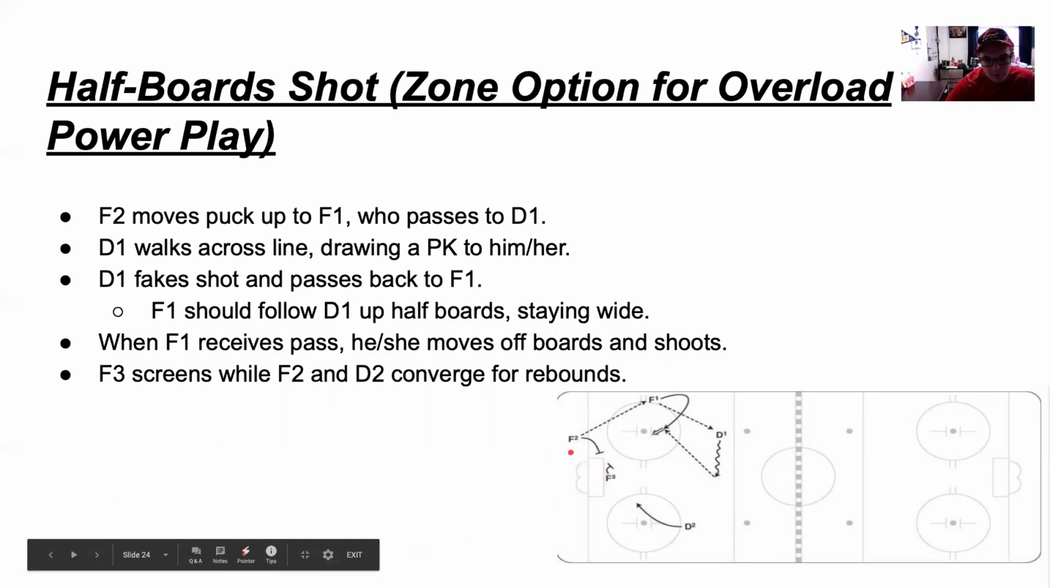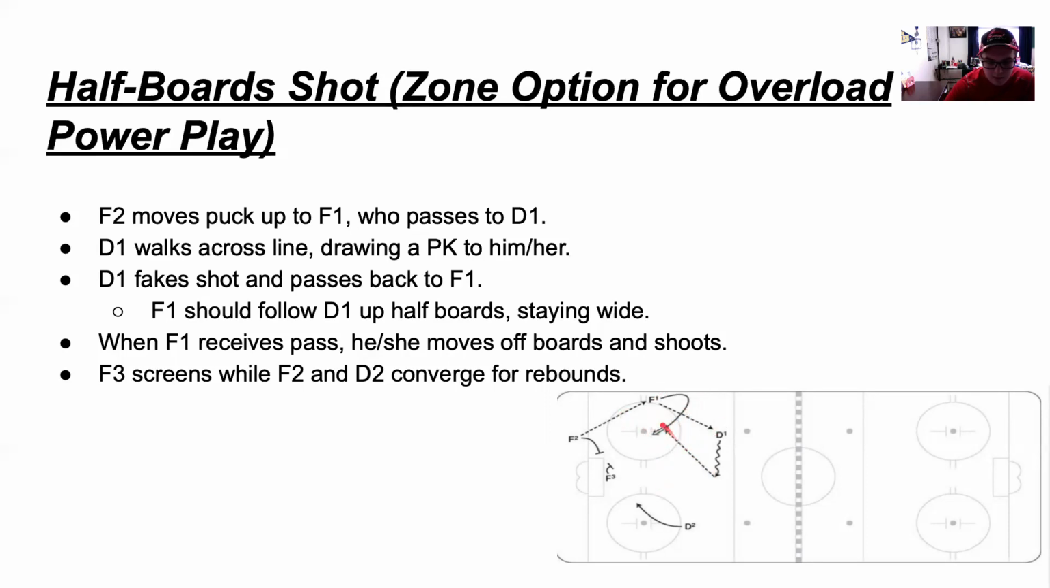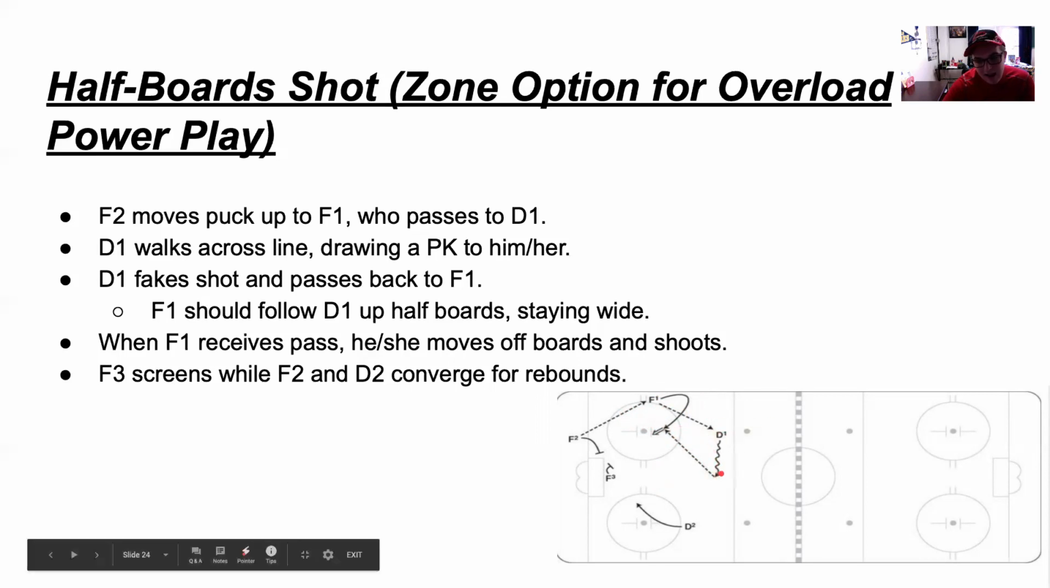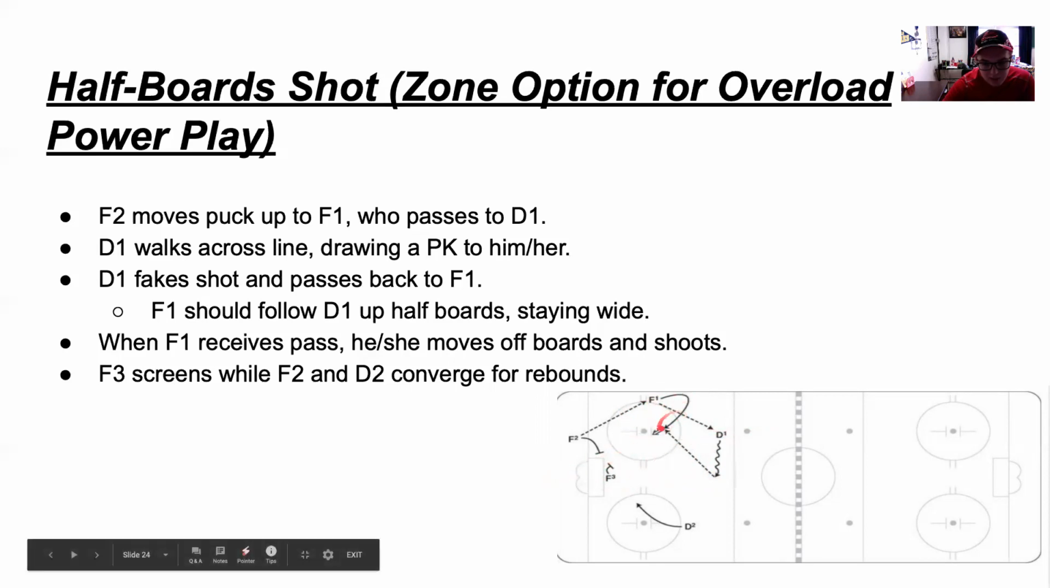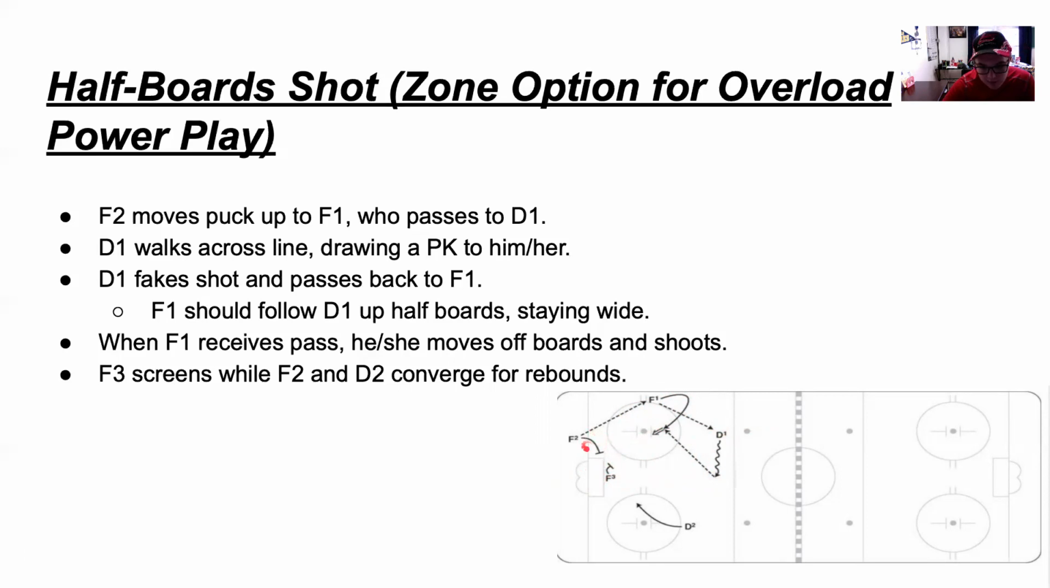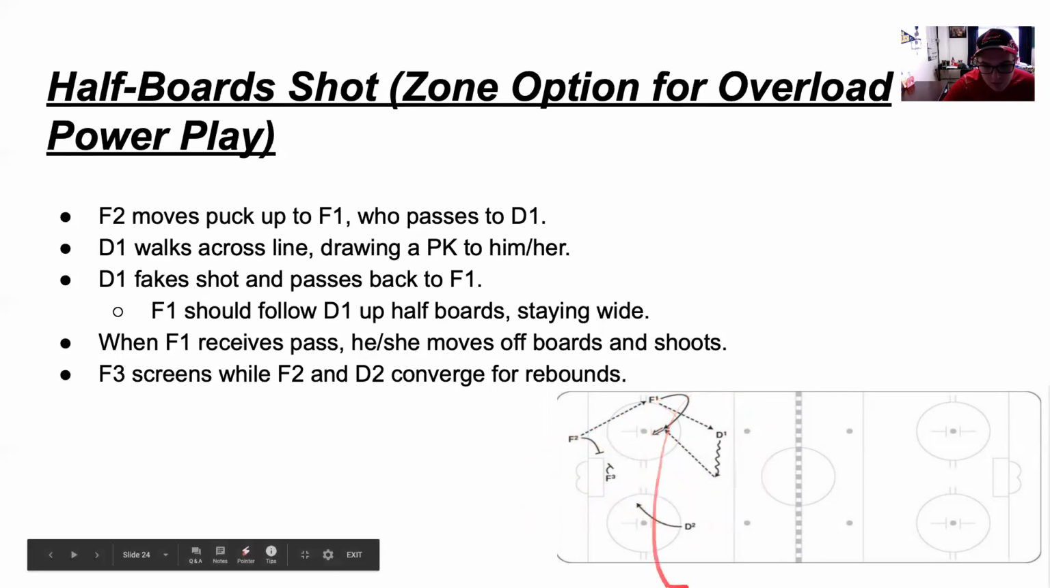So we take a look here. F2 moves the puck up to F1, makes that pass. F1's going to make that pass to D1. D1 is making that crisscross and makes that pass back to F1, who's coming in and drawing that penalty killer up to them, and F1's going to be open. D1's going to crisscross, act like he or she's taking a shot, make that pass to F1. Once that pass is received, F1 is going to move off the board and shoot. So F1's going to shoot coming in. And F3 screening, while F2 and D2 come in for the rebound, and then F1 and D1 will be up here. So we have F2, F3, and D2 who's going to be jamming for the puck.